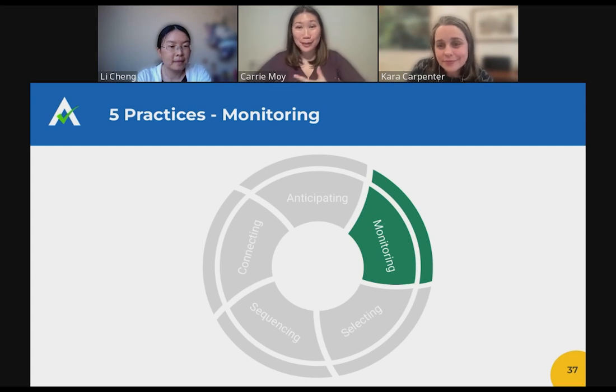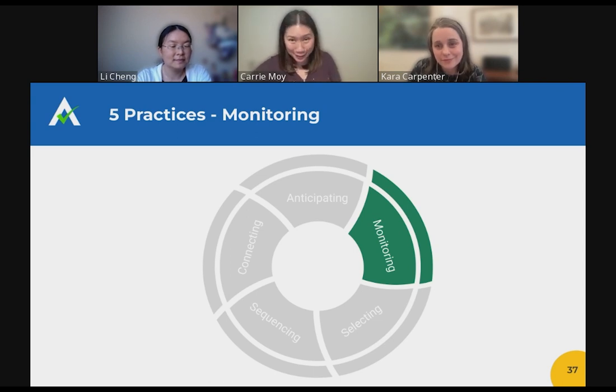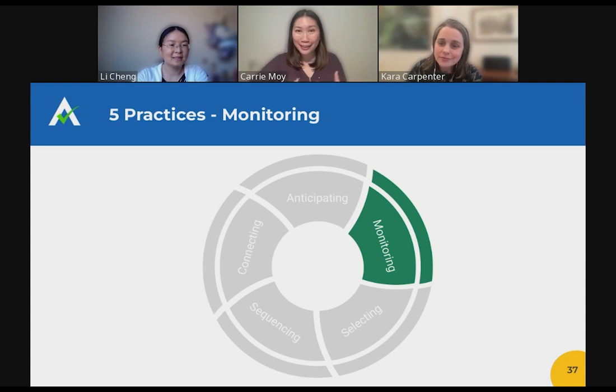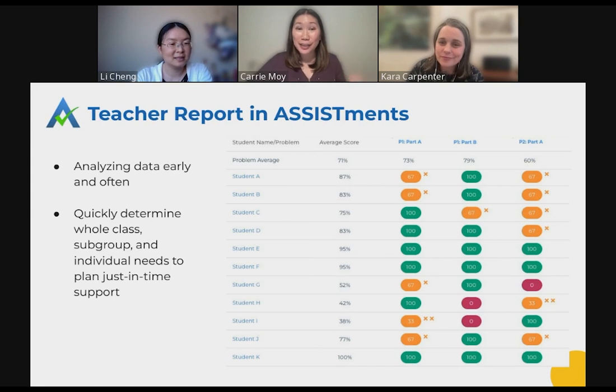Now I'm going to focus a little bit on monitoring and how technology can help you with monitoring. Monitoring is how you can pay attention to student thinking on a particular task, while at the same time, you have to know if students are off track and get them back on the correct pathway, and then press students who are on the right course to think more deeply about what they're doing. It's a lot to happen all at once. And so this is where ASSISTments can actually help you.